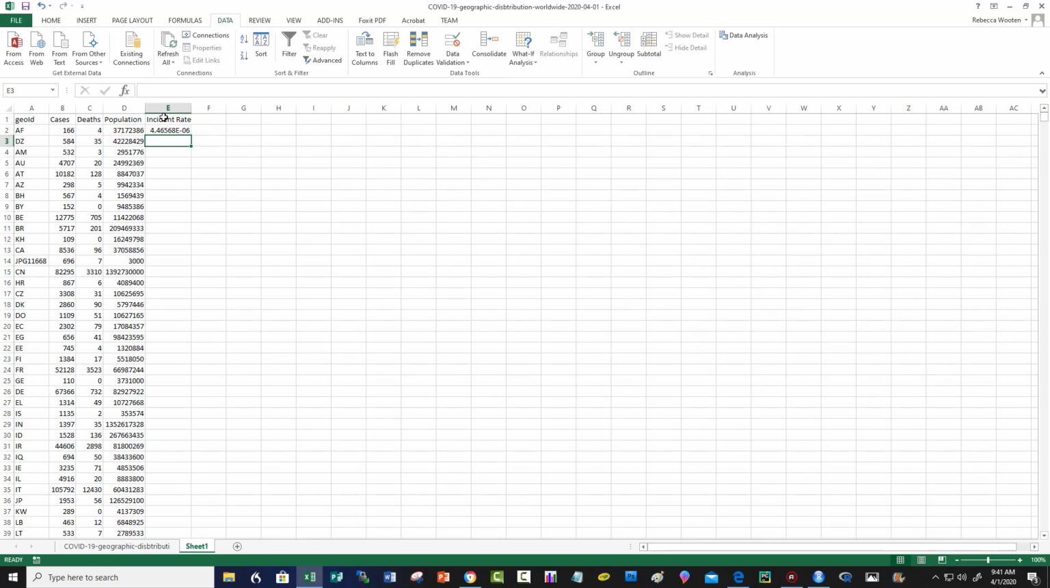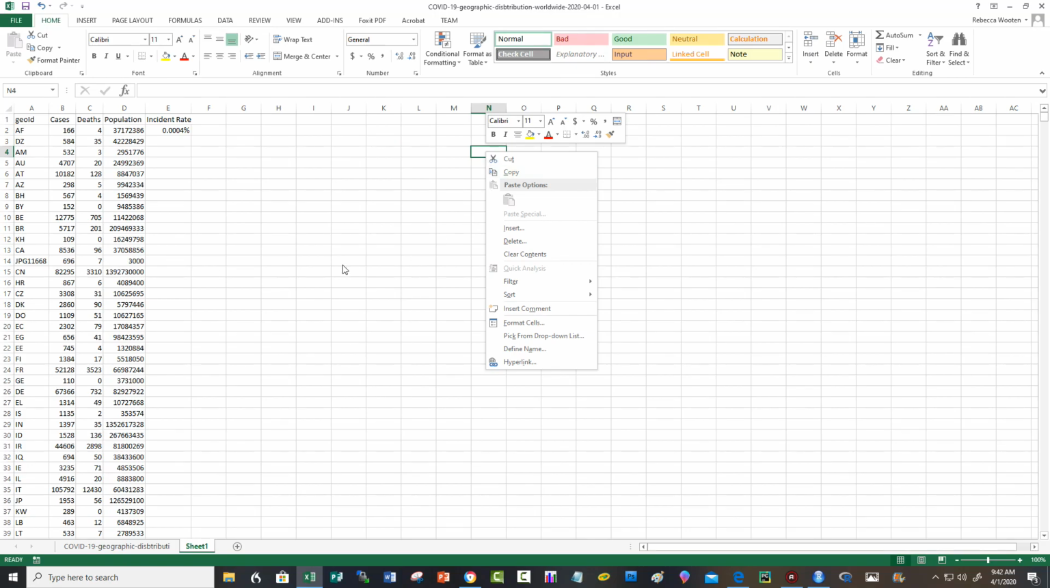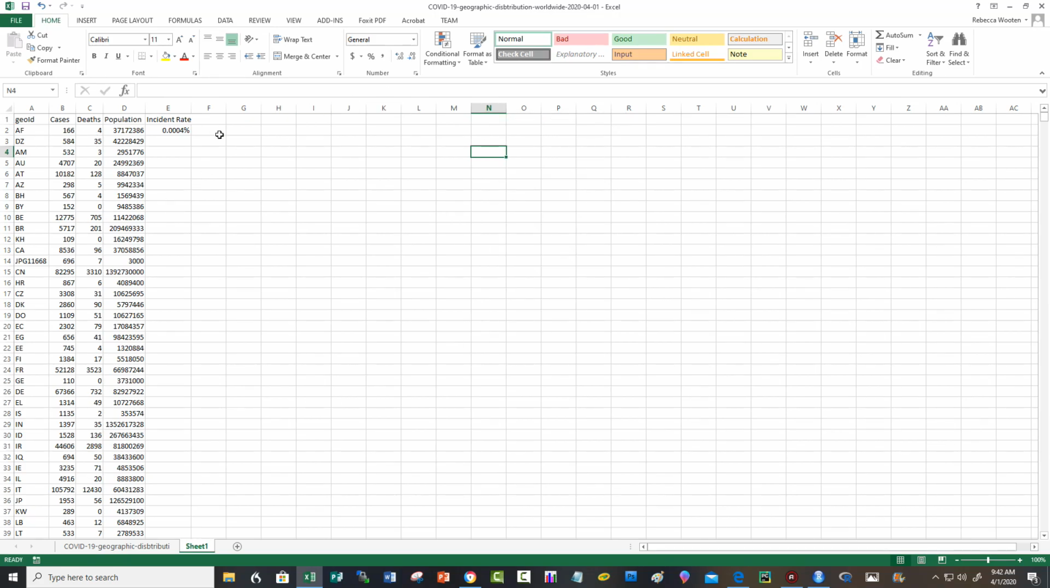Alright, so incident rate would be the cases observed divided by the population. Kind of would like that as a percentage. So I'm going to go home and put it as a percentage. Alright, now I'm going to show more decimals than that because it's such a tiny number. Okay, so very, very few people, percentage-wise, of that country got the disease. Well, it's a virus. Alright, so our death rate.